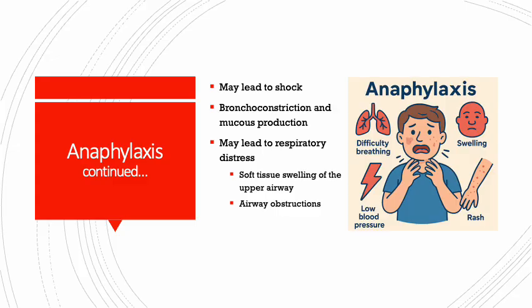If airway swelling and bronchoconstriction continue unchecked, oxygen can't reach the lungs or bloodstream, leading to respiratory failure. You'll often see swelling of the lips, tongue, or throat. That's what we call angioedema. It can rapidly close off the airway if not treated. The most immediate threat in anaphylaxis is airway obstruction.